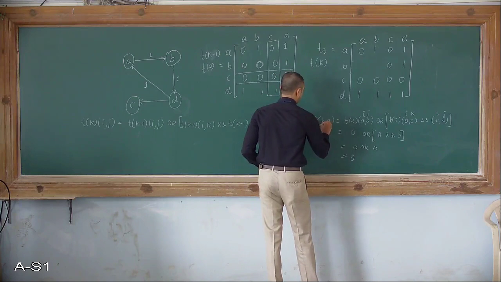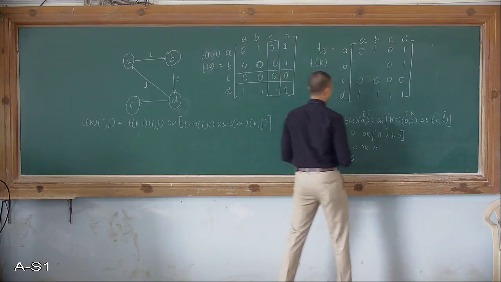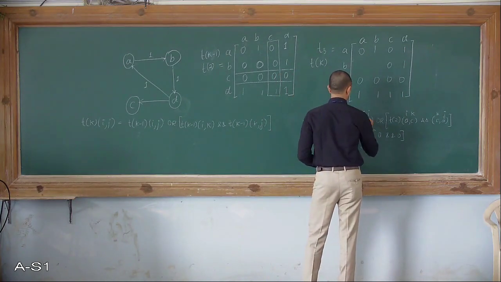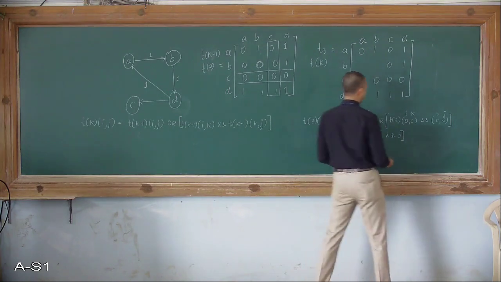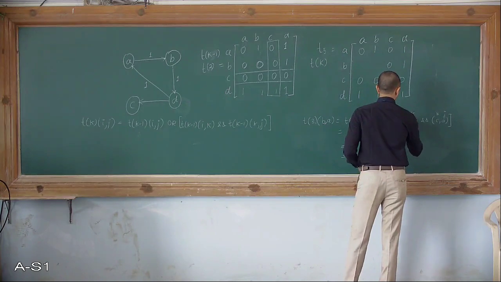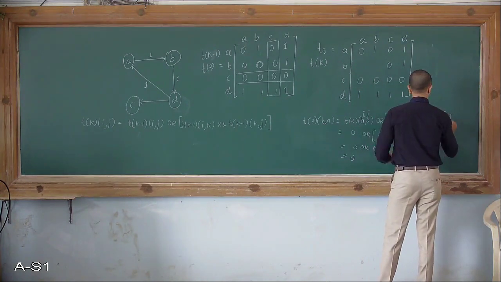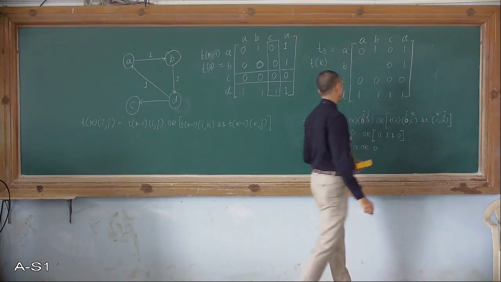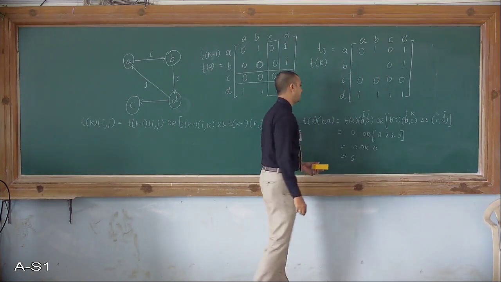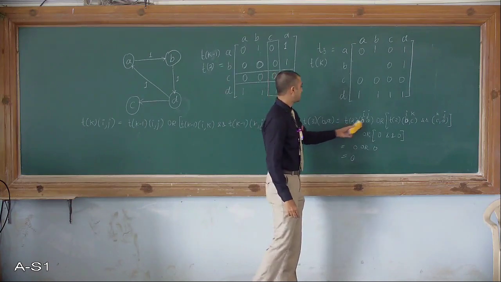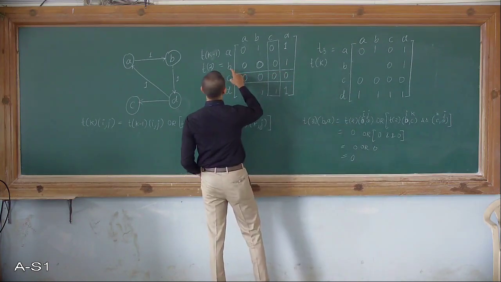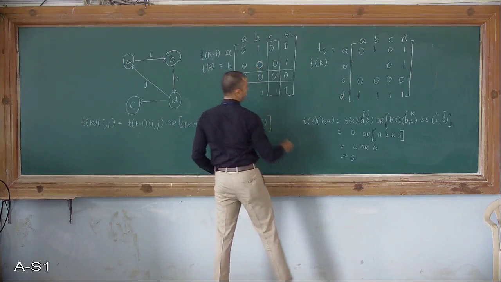B to A. So IJ will be B and A. B to A, the intermediate vertex is C. So B to C and C to A. In the T2 matrix, B to A is 0.